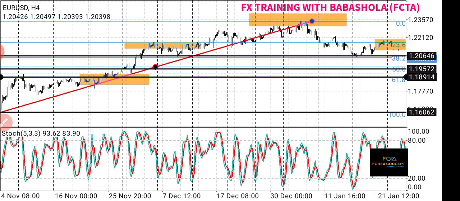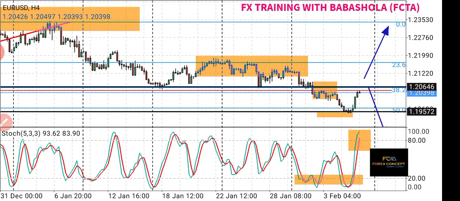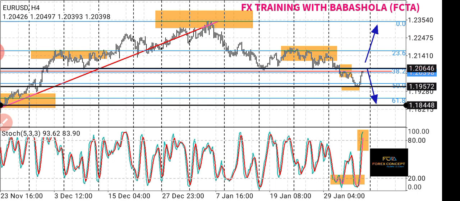Okay, so two scenarios will happen. Number one, price has tested the neckline, which is also the 38.2 Fibonacci level. If the neckline should hold, then price is heading to the 61.8% Fibonacci level.